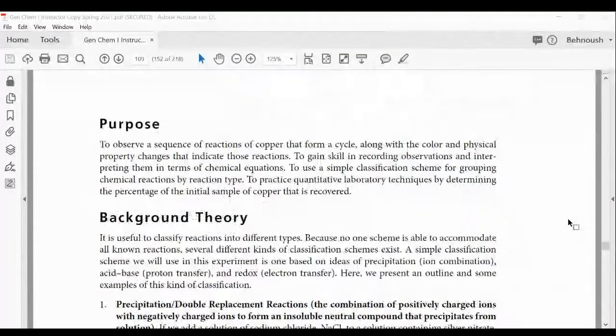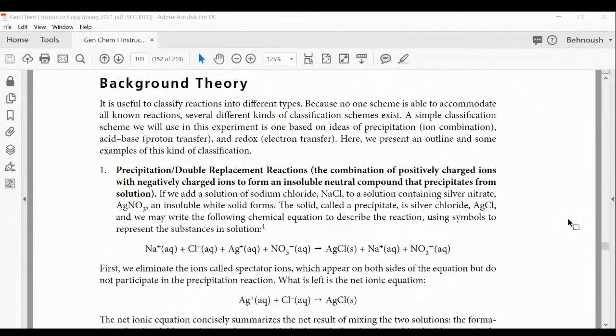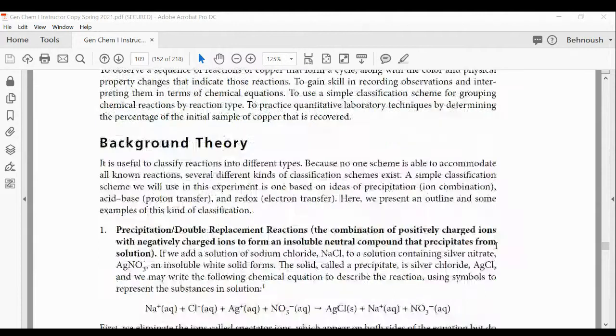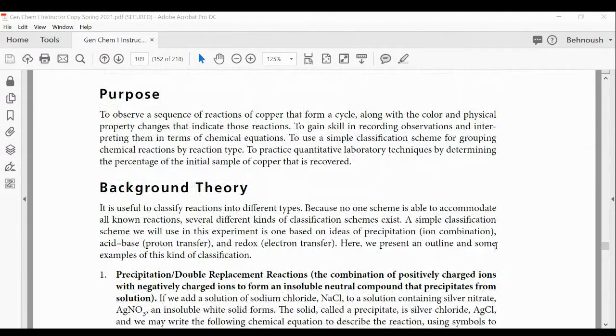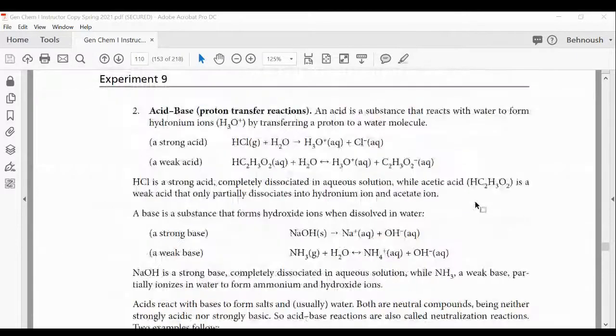Chemistry of copper. In this experiment, you have to pay attention to the type of reactions that is happening in every step. There are two purposes for the experiment. One is the study of the law of conservation of mass. Ideally, if you start with 0.5 grams of copper and you cycle the copper through a series of reactions, you should end up with the same amount of copper. And that is, as I said, ideally.